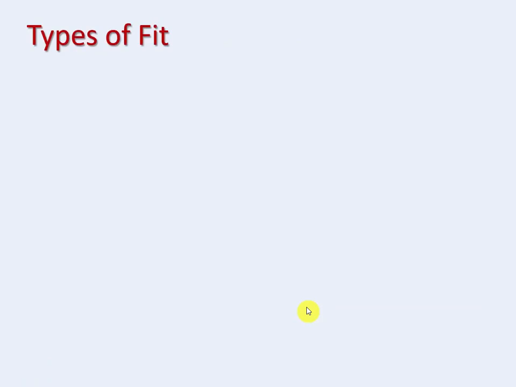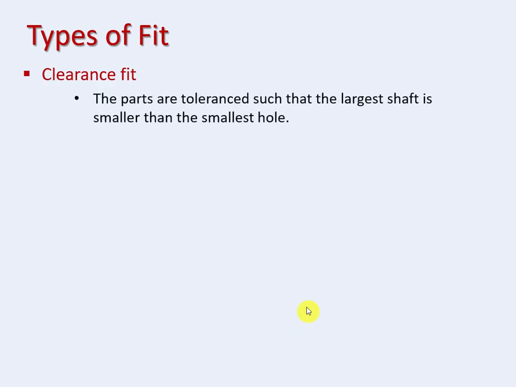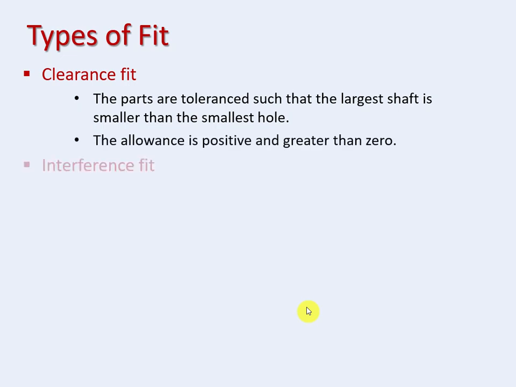Now, let us talk about fit, guys. The first type of fit is the clearance fit. The parts are toleranced such that the largest shaft is smaller than the smallest hole. The allowance is positive and greater than 0.